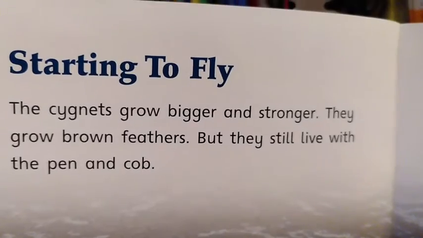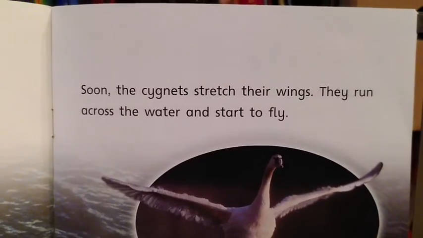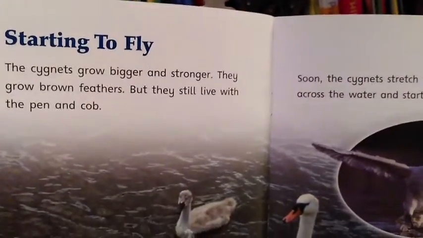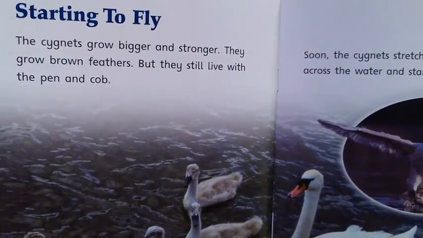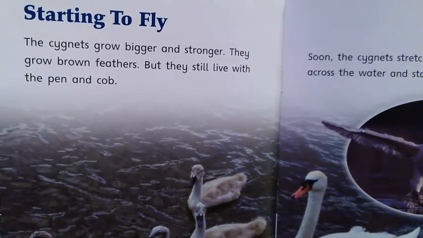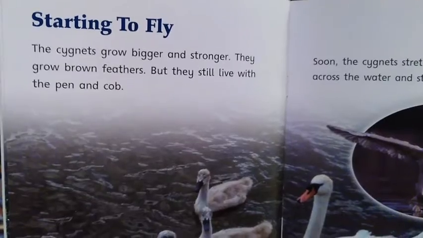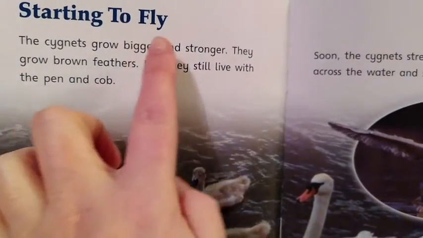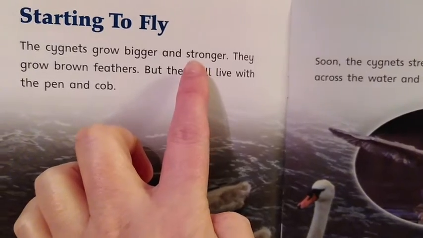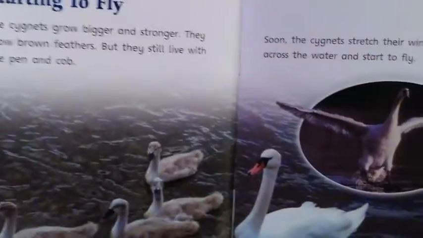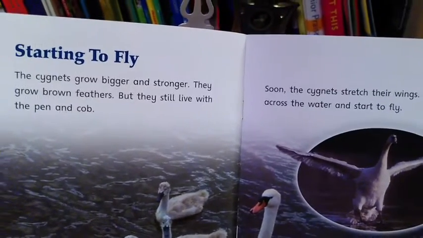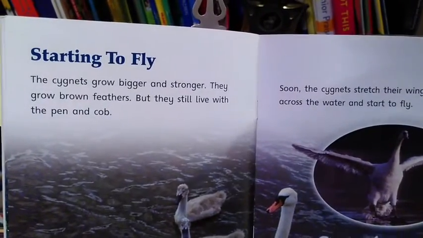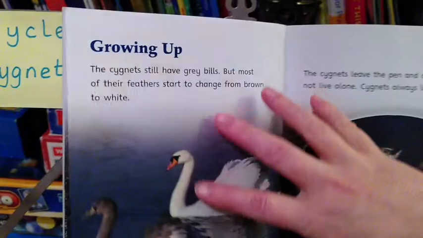Starting to fly. Why don't the cygnets fly when they're babies? Why don't they fly when they're babies? Why can't they fly straight away? Super. Well done. That's right, they have to grow bigger and stronger. I suppose it's a bit like babies. Can babies walk straight away? No, their muscles have to grow stronger to help them crawl and then walk. Just the same as us.